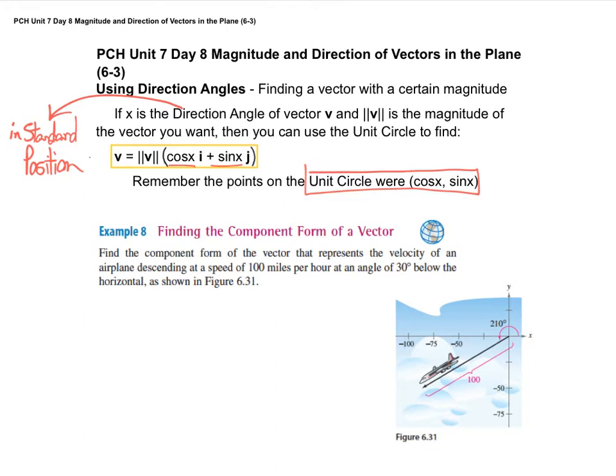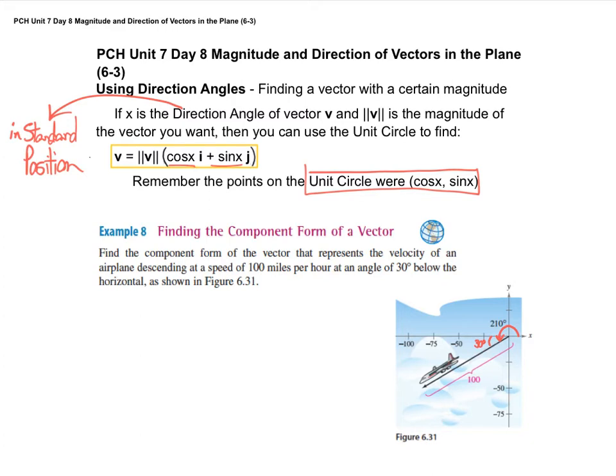Okay? 30 degrees below the horizontal, evidently this plane is flying towards the west, okay, and it's going down at a rate of 30 degrees. Alright, so that 30-degree angle is right here, but that is not the angle we're going to use to form our vector. We need the direction angle, which is this 210-degree angle in standard position.